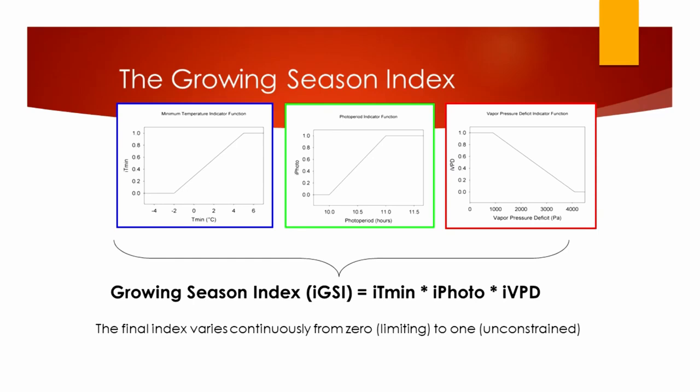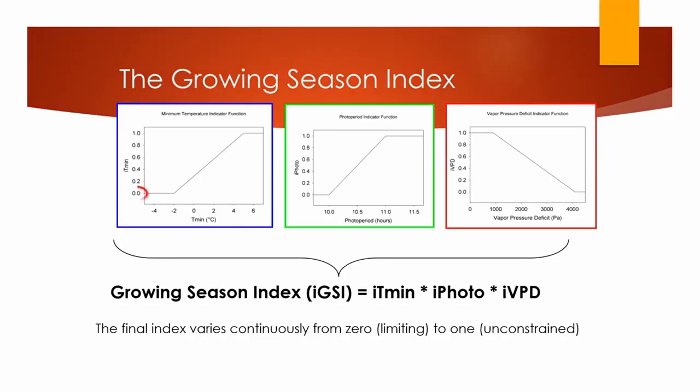The way that GSI works is that it's a collection of indicator functions. An indicator function just goes from 0 to 1. This is mathematically very important because even though it's simple, a value of 0, if you multiply 0 times any other value, you get 0. A value of 1, you multiply any other value and you get that value.